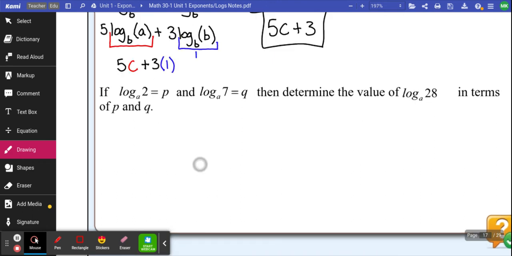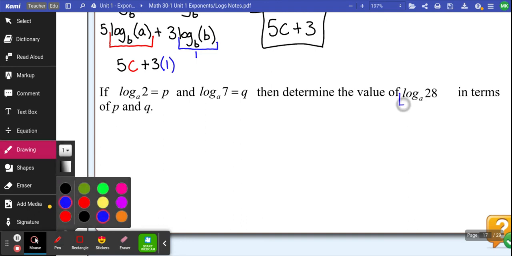If log a of 2 equals p and log a of 7 equals q, then determine the value of log a of 28 in terms of p and q. So I want to take this and change that into p's and q's if possible. Always use your p's and q's. Also important.